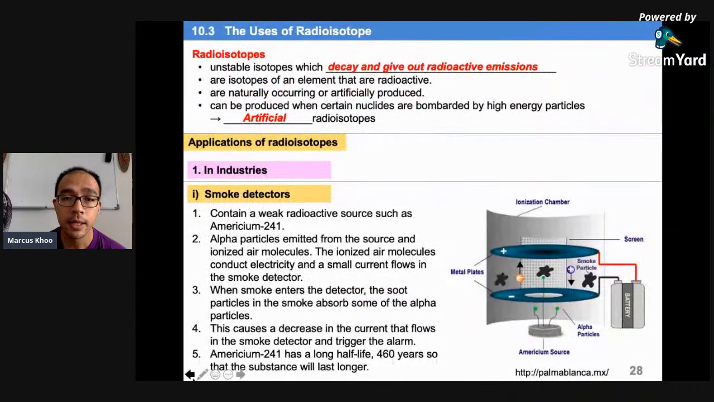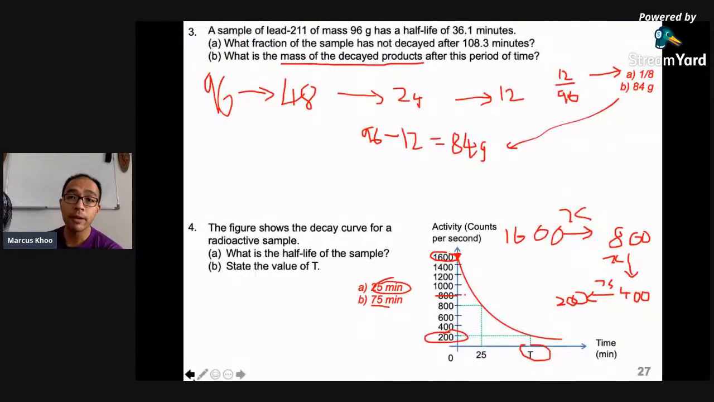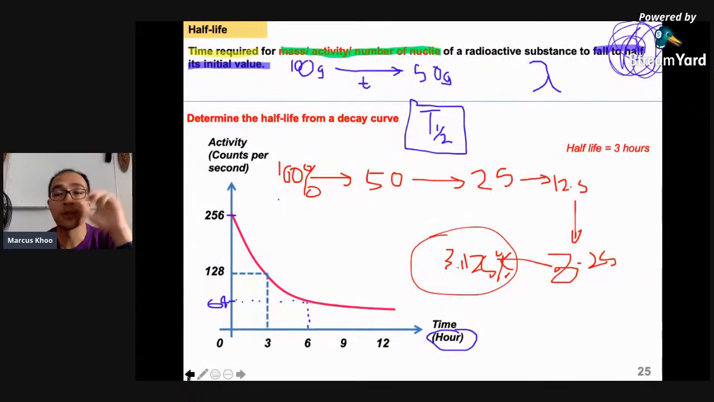Is that all? Yes. So I'm just going to show you 4 sample questions and how the concept of half-life works. As long as you hold on to these very important things: half-life is the amount of time required for the mass, the activity, the counts per second, the number of nuclides, the percentage of a radioactive substance to become half of the original value. So the 2 important things you need to know are the half-life and the original value. Then you can do the rest of the questions.